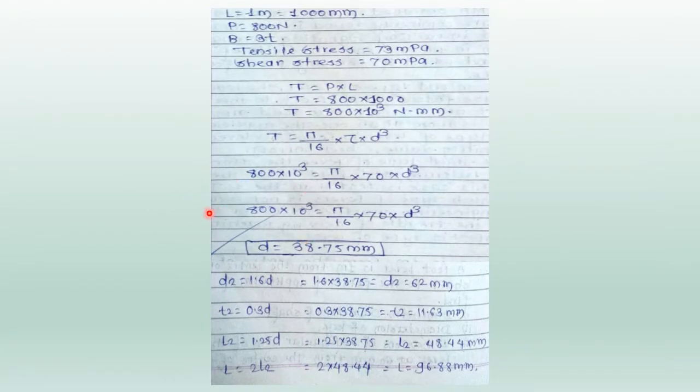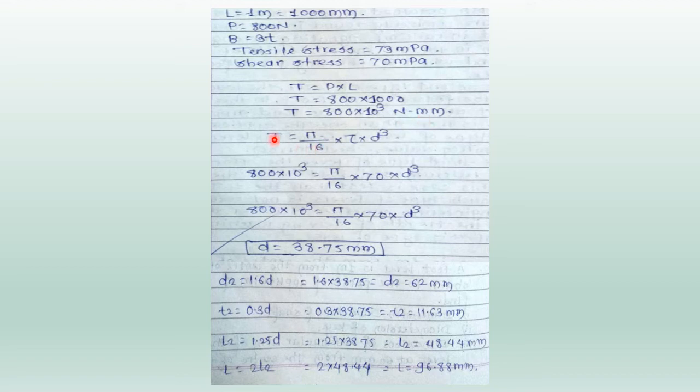So let L is equal to 1 meter, P is 800 Newton. Also in the numerical we have to calculate this capital B as 3 times T. So in step first we calculate capital T, that is twisting moment. Capital T equal to P into L. So 800 into 1000, which is equal to 800 into 10 to the power 3 Newton mm.